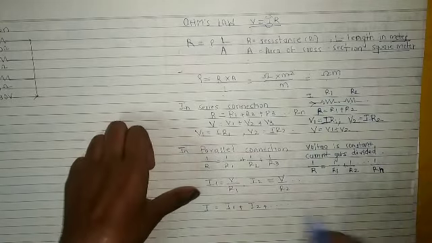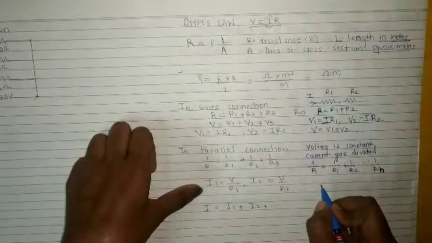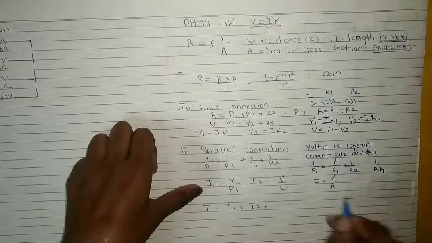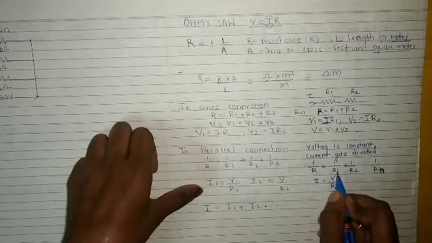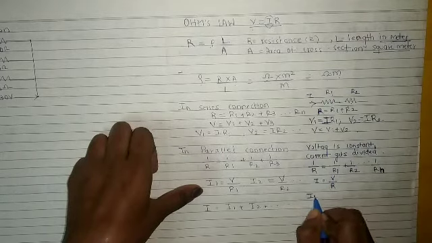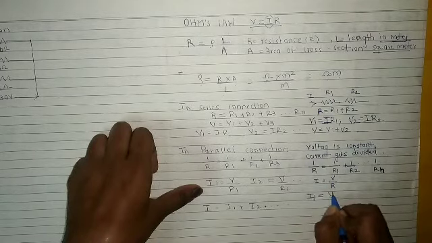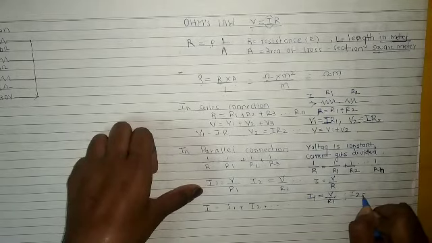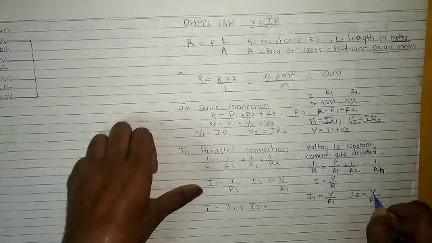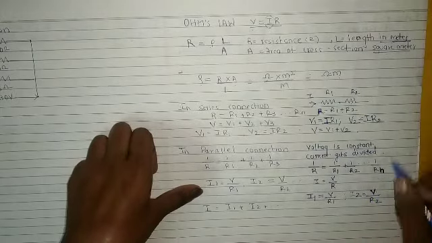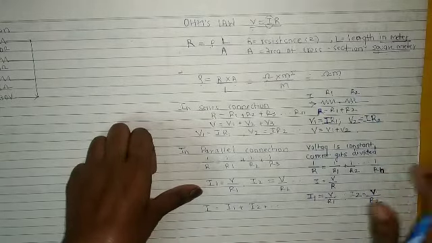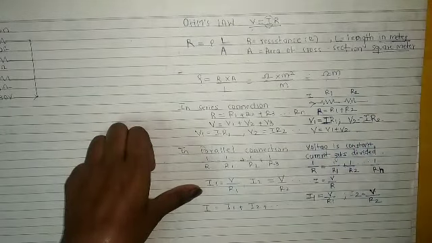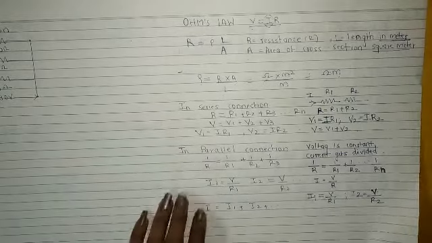Now for current, from Ohm's law, V is equal to IR, so I is equal to V divided by R. Here the current gets divided. For resistance R1, I1 will be the current, so I1 is equal to V divided by R1. Similarly I2 is V divided by R2, because V is constant here. Have you understood this? These are the formulas that we require, so we'll start with our numericals.